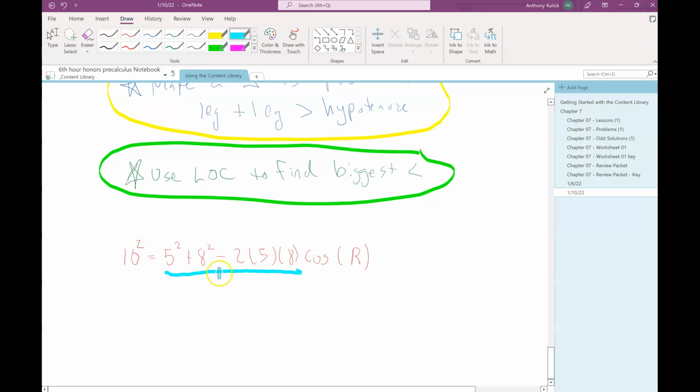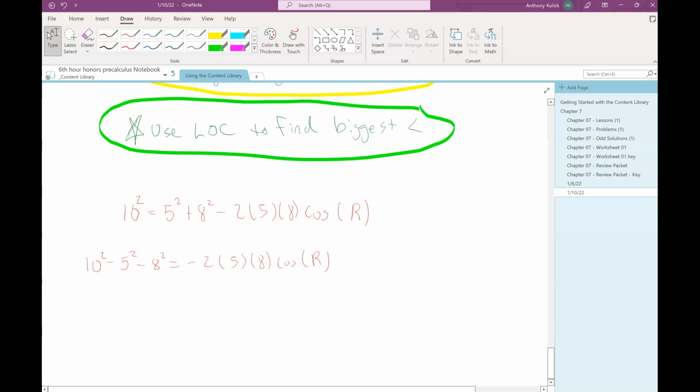You can't combine that. My suggestion to you, don't do any combining. Let's just solve this and move things around and not do any simplification without the calculator. So I would start by subtracting 5 squared from both sides and then subtracting 8 squared from both sides. And then I would divide by that coefficient, the negative 2 times 5 times 8. Again, make sure you don't drop that negative sign. That happens rather commonly.